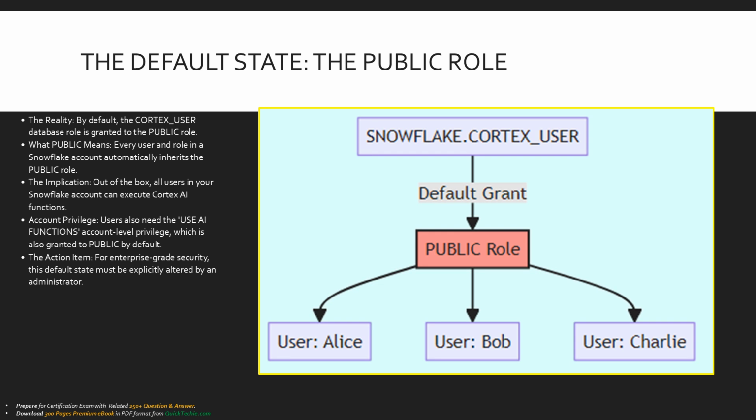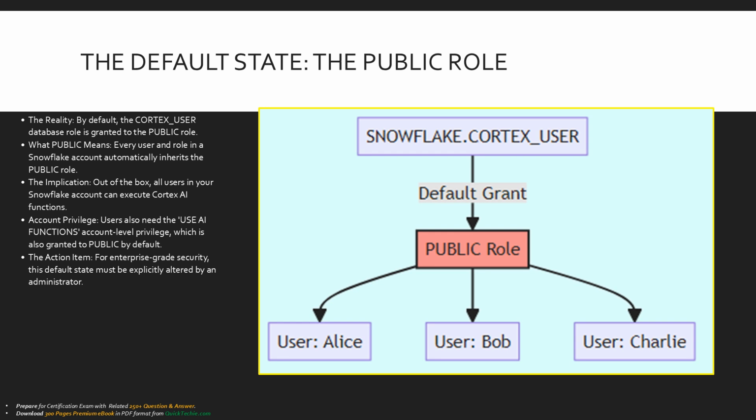The same goes for the use AI functions account level privilege. While this is fantastic for a sandbox environment, it is absolutely unacceptable for a production enterprise environment. As a data architect, your very first move when operationalizing Snowflake Cortex should be addressing this default open door policy.